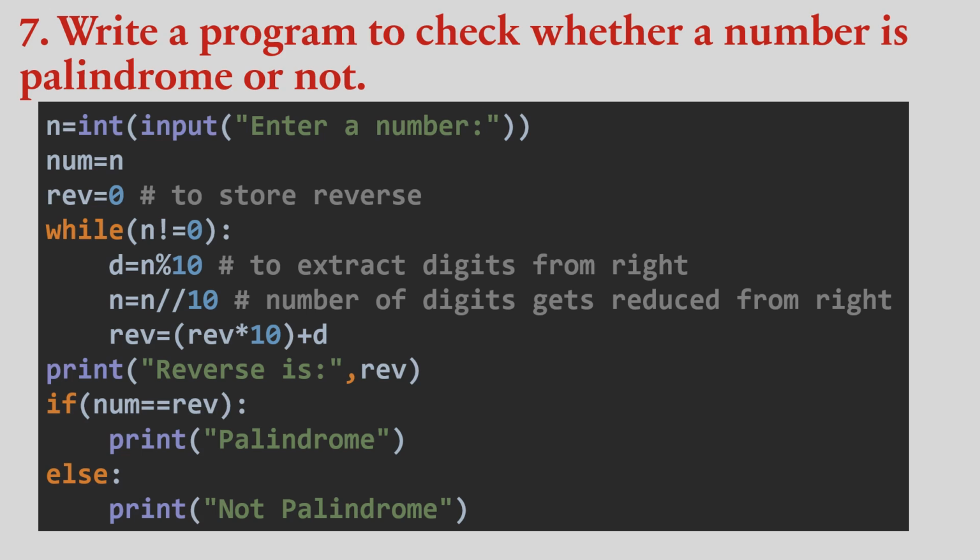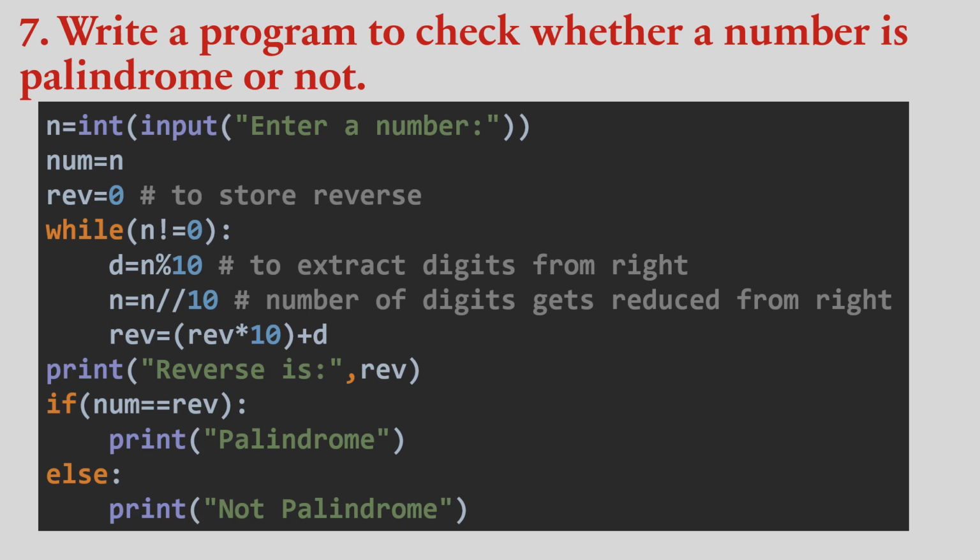Now we have to extract all the digits from the right. Suppose the number is 243, then we will extract the first digit, that is 3. Then the next digit, that is 4. Then the next digit, that is 2. Now what we will do, 3 will be multiplied by 10, that is 30. Then it will be added with the second digit, that is 4. It will become 34. And again we will extract the third digit, that is 2, multiply this 34 by 10 and add that 2 to get the reverse of the number.